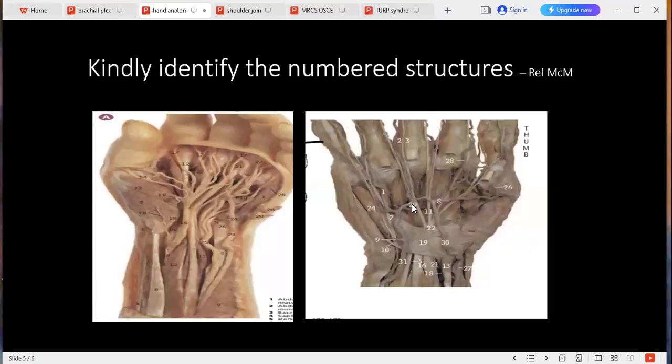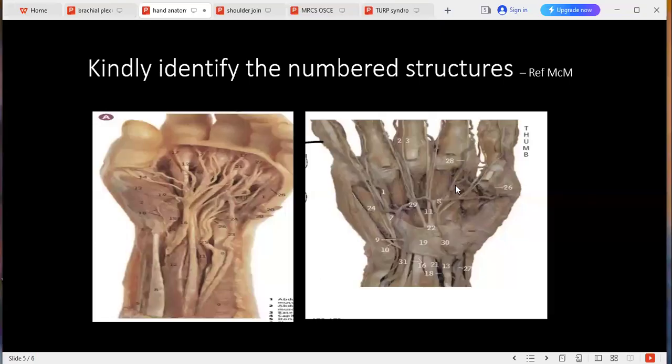And if you can identify structure 29. This is a superficial palmar arch. It's the continuation of which vessel? It is the superficial division of the ulnar artery, and it is completed by the superficial palmar branch of the radial artery. Very good. Okay. There is one identification thing, all right.